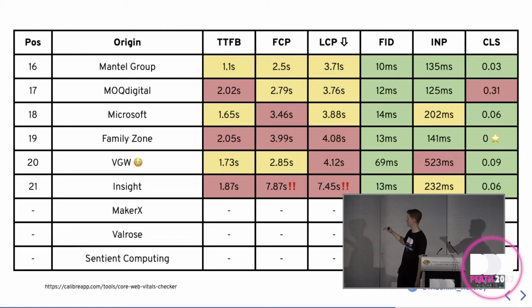Some other interesting scores here. We have the lowest score, obviously, for FCP and LCP on this dashboard. Really interesting, though, that for Insight, not sure what happened, the FCP is larger than the LCP, so a bit confusing. I don't think that's actually possible. Maybe that's a dud result. Scrub that off. Now we're last. Great. There's also a 0 score for cumulative layout shift here, so good on Family Zone for doing that.